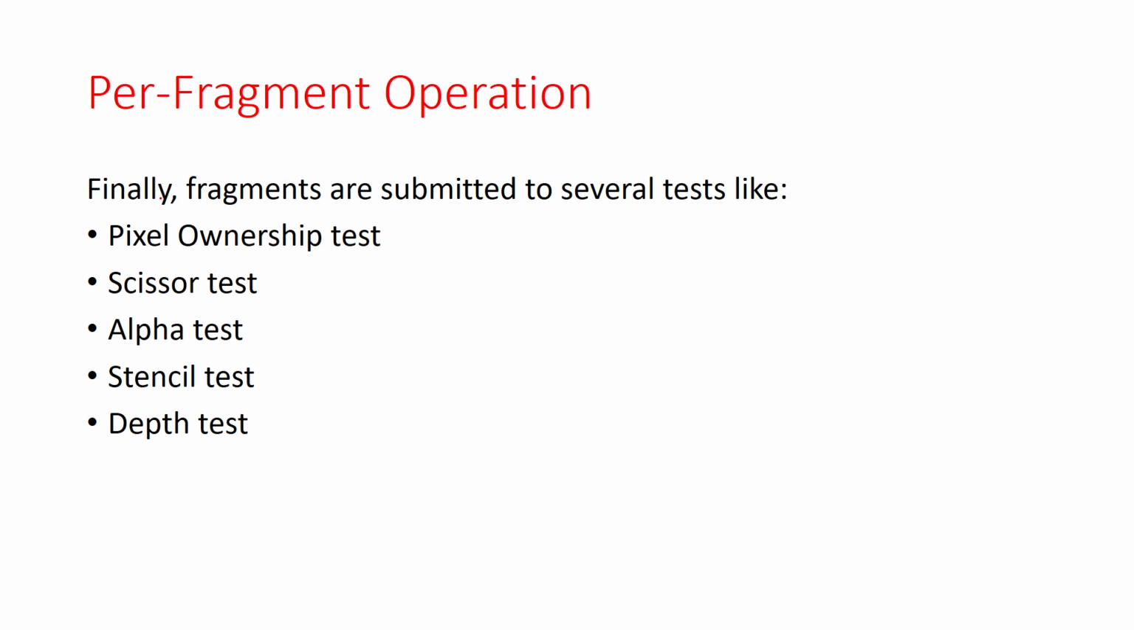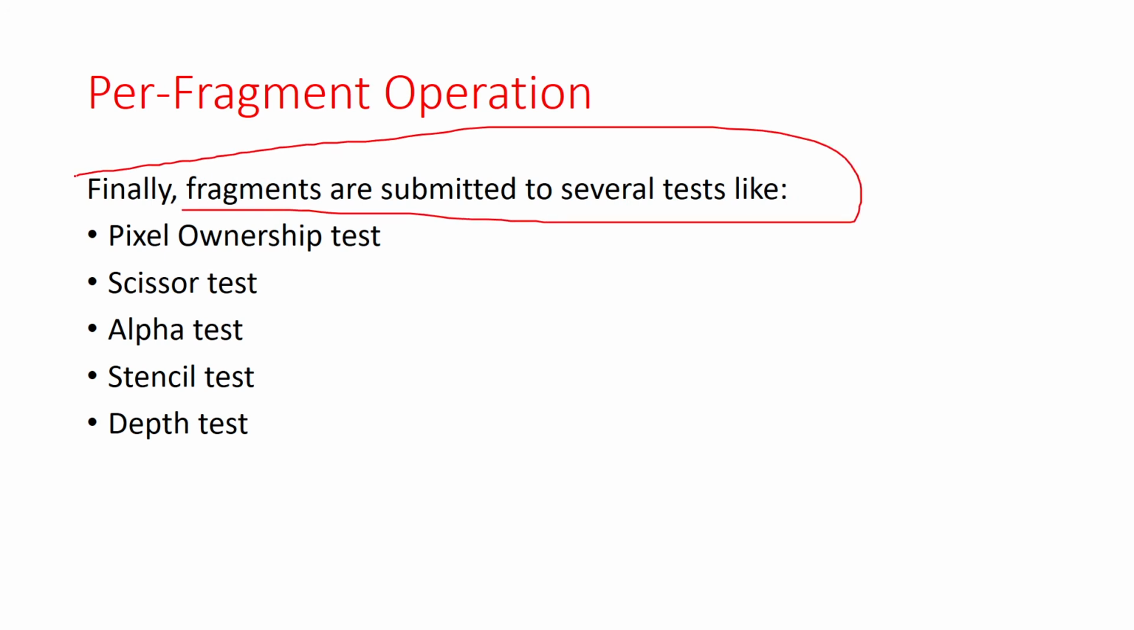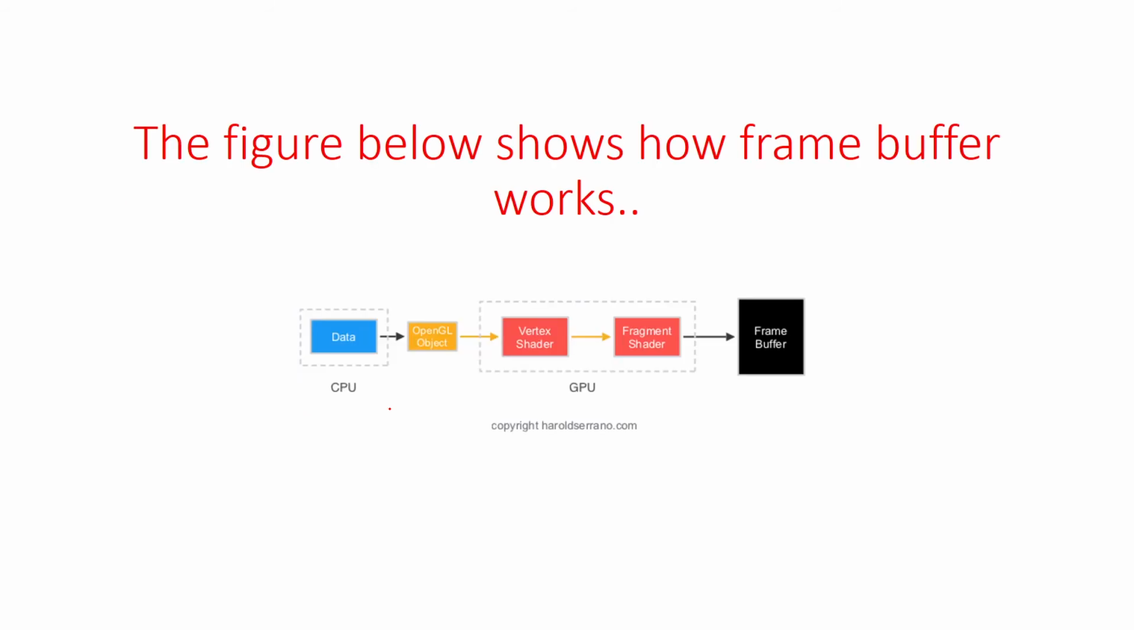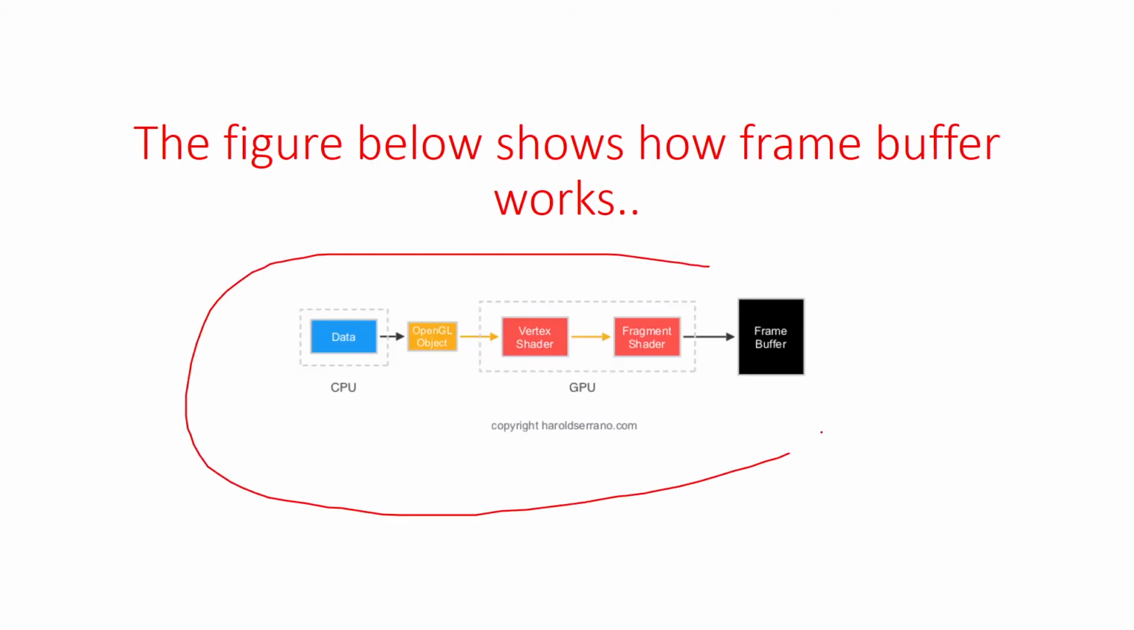Per-fragment operation. Finally, fragments are submitted to several tests like the pixel ownership test, scissor test, alpha test, stencil test, and depth test. At the end of the pipeline, the pixels are saved in a frame buffer, more specifically the default frame buffer. These are the pixels that you see on your screen. The figure below shows how the frame buffer works.